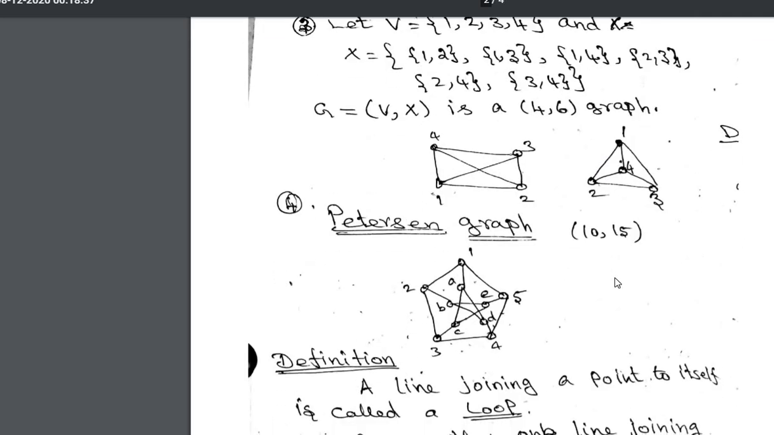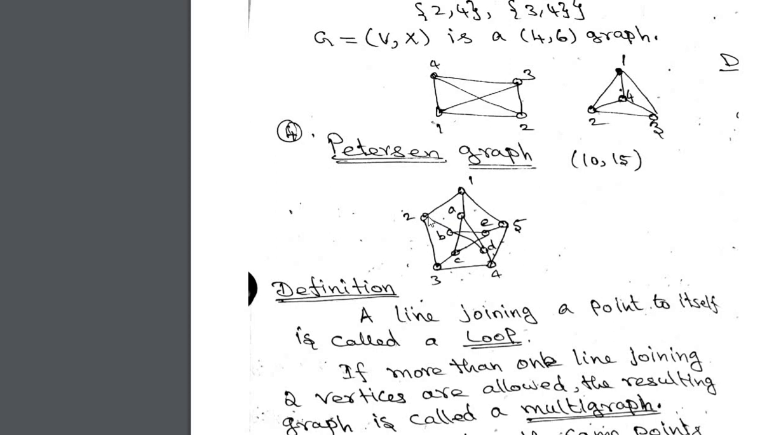Next one is the Peterson graph. This is a special graph. Okay, we have 10 vertices and 15 edges here, and this graph has the name Peterson graph. We will study this Peterson graph later in the 3rd or 4th unit. So this is the Peterson graph.